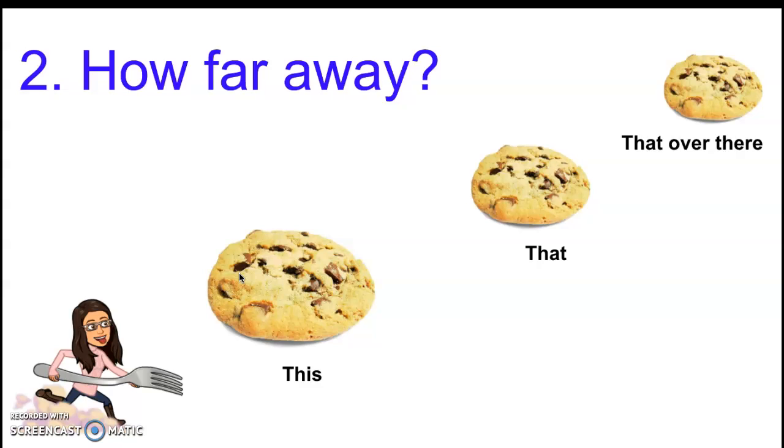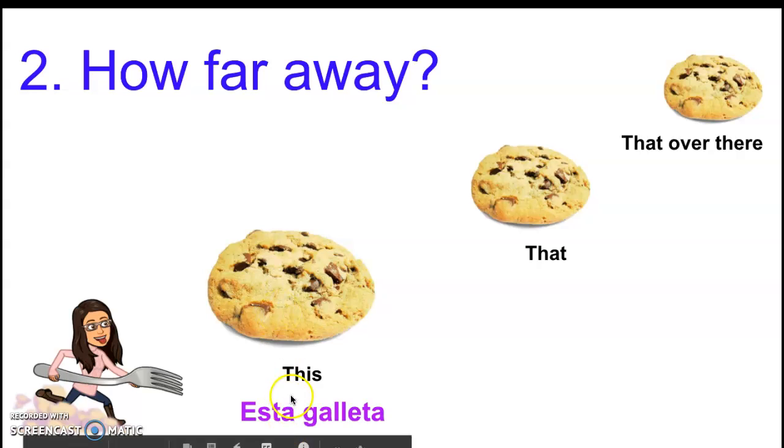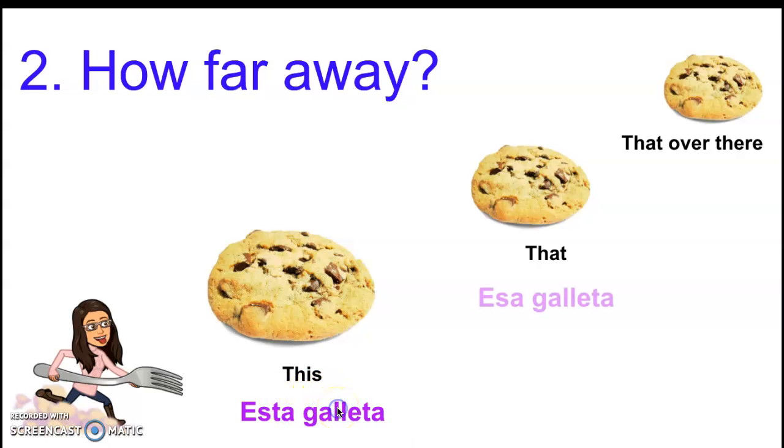Then, how far away? So look at the cookie closest to me. It's this cookie. Now my feminine singular word for this is esta. Esta galleta. Again, esta has to be feminine singular because la galleta is feminine singular. The one that's a little further away, that cookie, is esa galleta. And then the one that's even further away, that cookie over there, is aquella galleta. Notice that esa and aquella, again, are feminine singular to match the cookie.